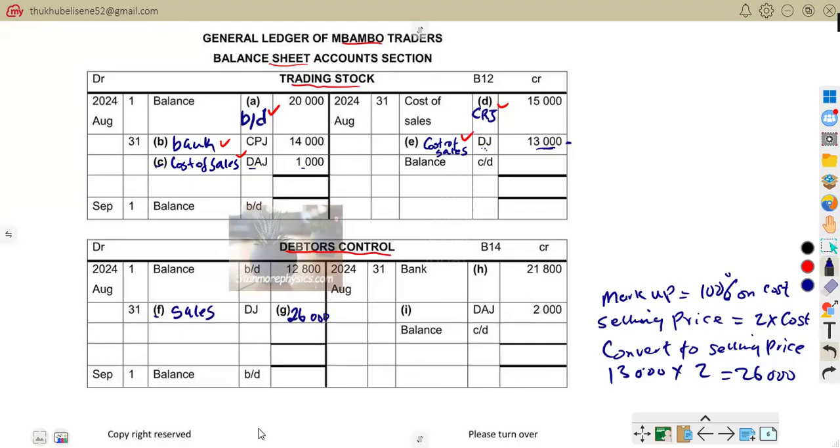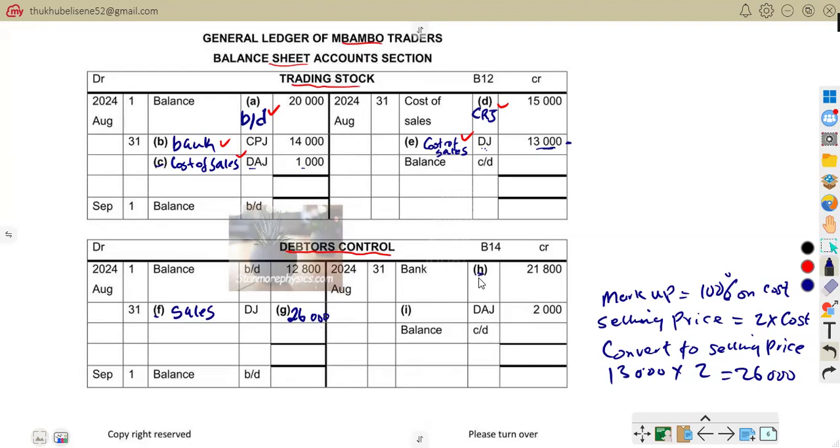So debtors must be recorded at the selling price, not cost. That is where we are not supposed to write 13,000. It's wrong to write 13,000 because debtors are recorded at selling price, not cost. So that is why it is 26,000, not 13,000. That is why we have to record it as 26,000. Hope we are together on that.